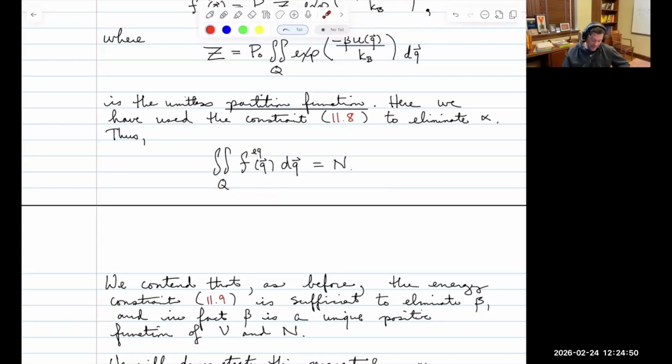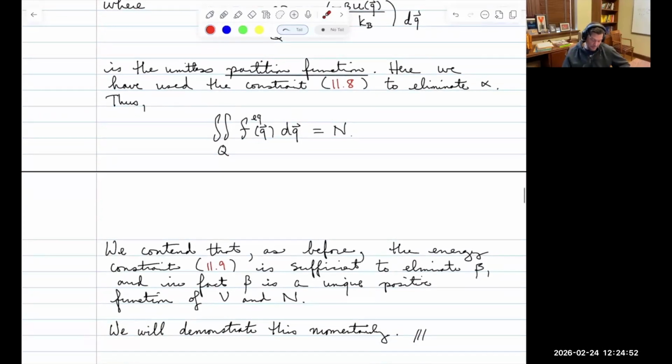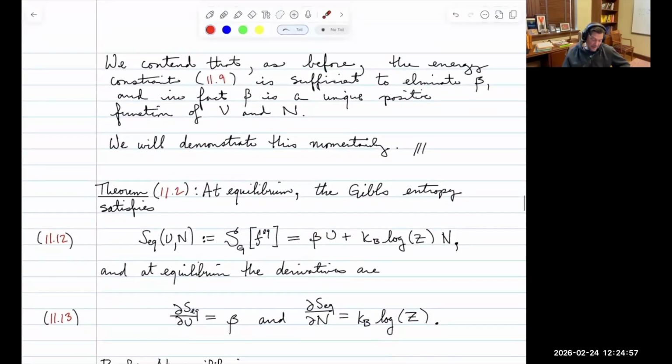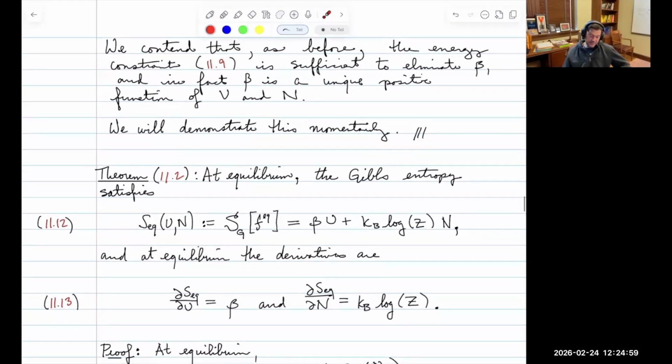So alpha is gone in our solution, but beta is still present. How do we get rid of beta? The way we get rid of beta is the same technique that we used previously. I'm going to end the proof of that last one by simply saying that beta can be found. It's a function of u and n. It's unique, and that's all I'm going to say about it. The next calculation is actually going to show you how this is done.